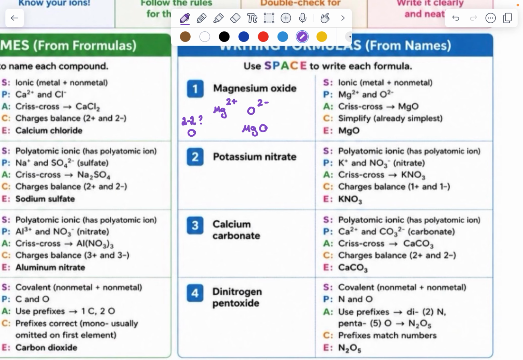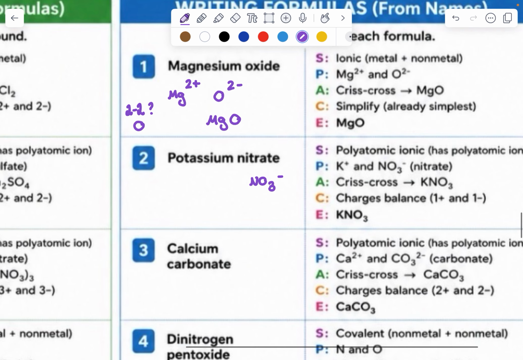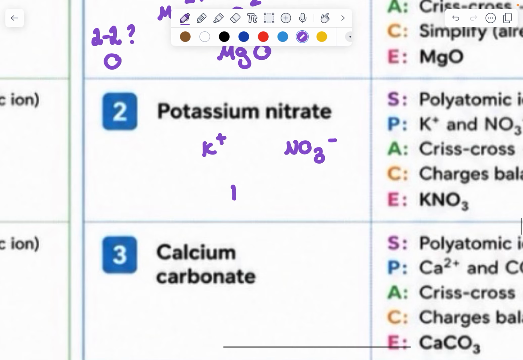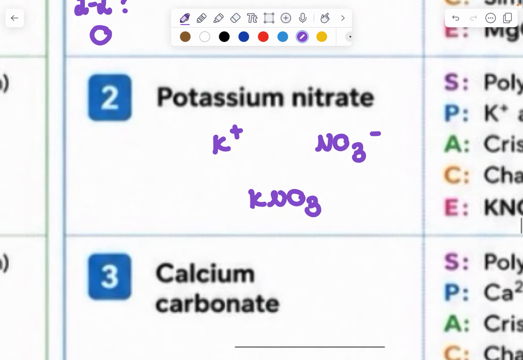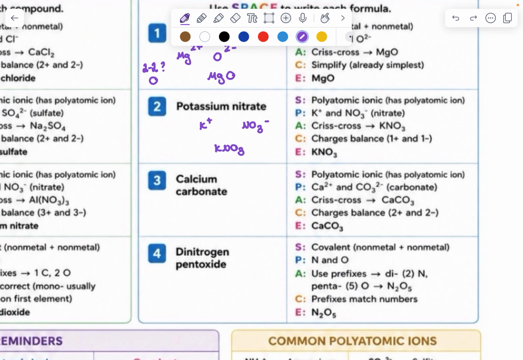Now we have potassium nitrate. Now, nitrate, you have to memorize this, maybe. That's NO3-. And looking at the periodic table, potassium is going to be 1+. And once again, you just have KNO3 because, look, what's 1 minus 1? That's just 0. Now, calcium carbonate, another polyatomic ion, same idea.